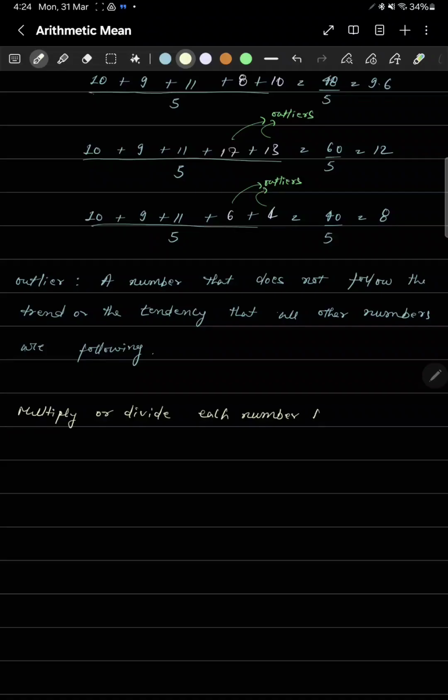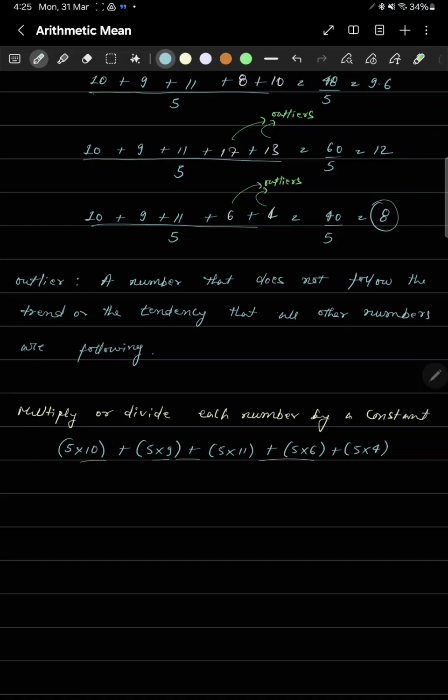Each number by a constant. So let's take this example where our average is 8, right? So let's multiply all the numbers by 5. So 5 times 10 plus 5 times 9 plus 5 times 11, 5 times 6 plus 5 times 4 over 5.